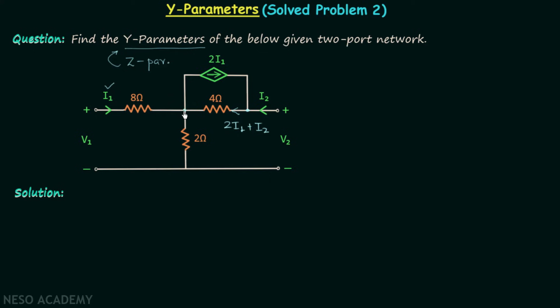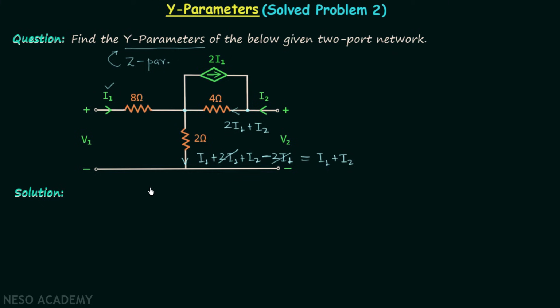Now focus on this node. I1 is the current entering the node. 2I1 plus I2 is the current entering the node, but 2I1 is the current leaving the node, and therefore the leaving current in this branch will be I1 plus 2I1 plus I2 minus 2I1. 2I1 and 2I1 will cancel out, and we have I1 plus I2 as the current in this branch.